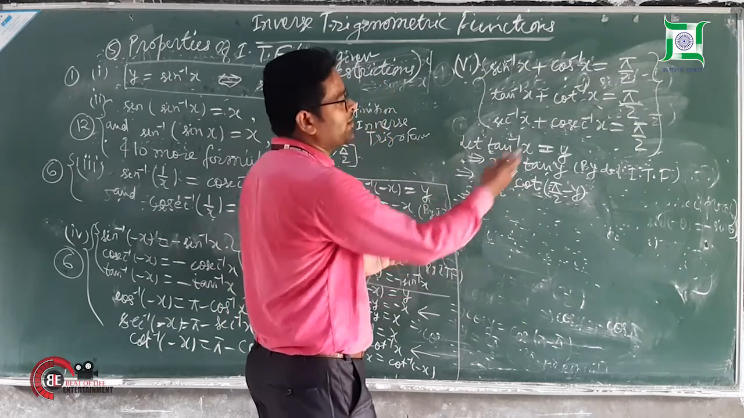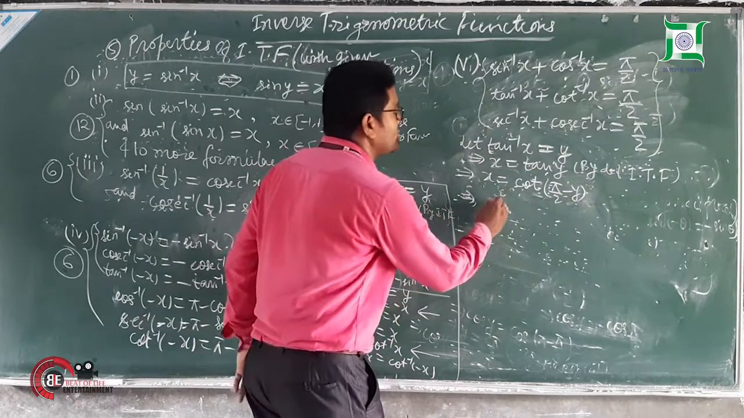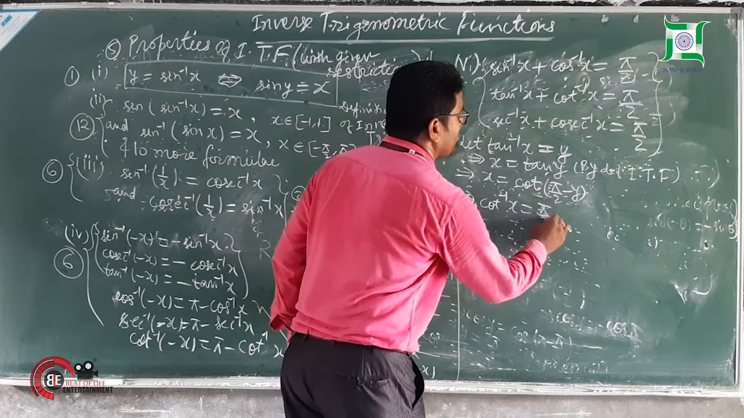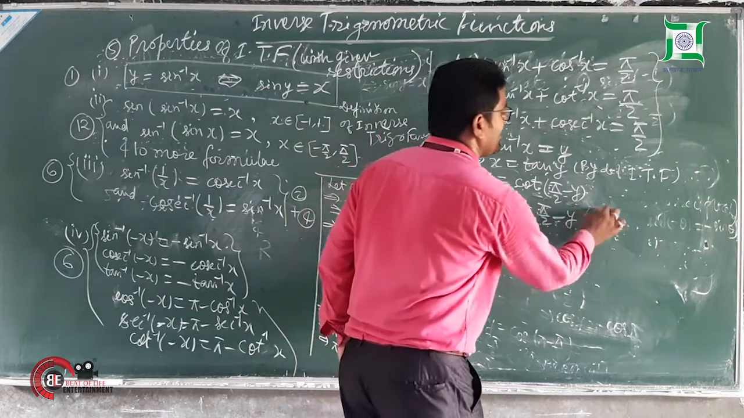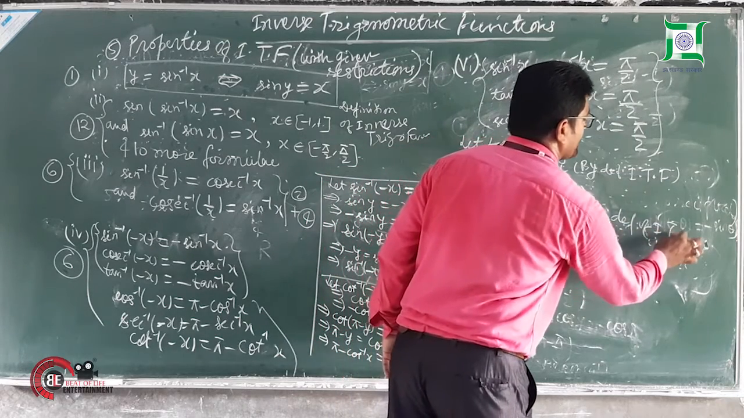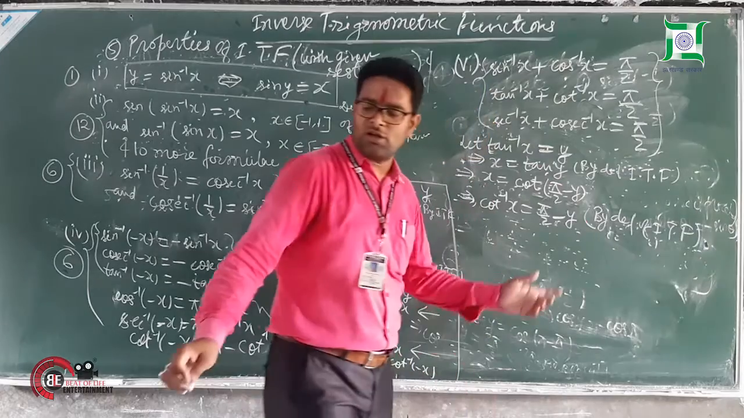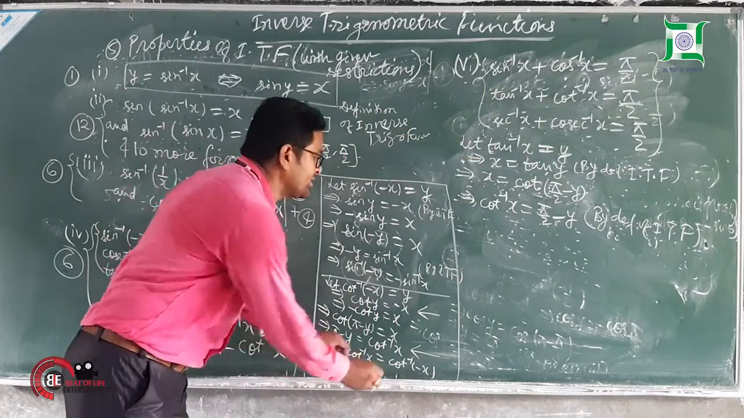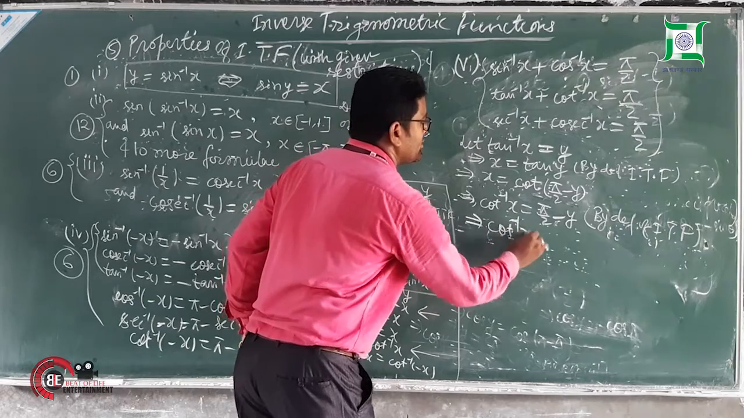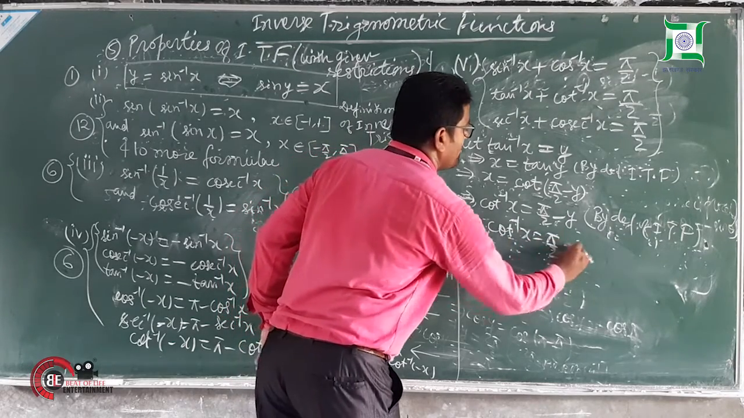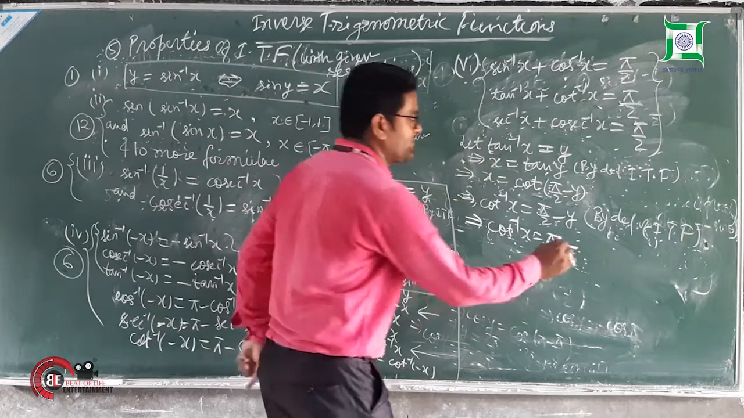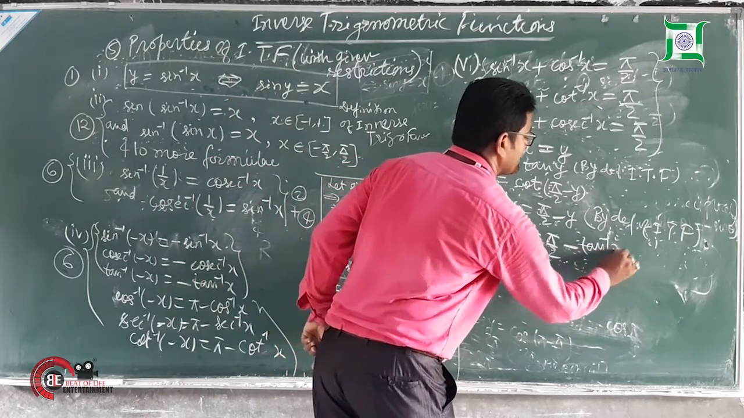Again, you will use the definition of inverse trigonometric function. That is, you can write cot inverse x is equal to pi by 2 minus y. By definition of inverse trigonometric functions, we have cot inverse x is equal to pi by 2 minus y. What is y here? Tan inverse x. So it is tan inverse x.